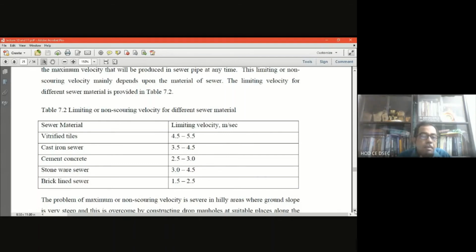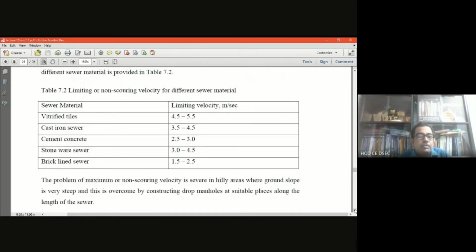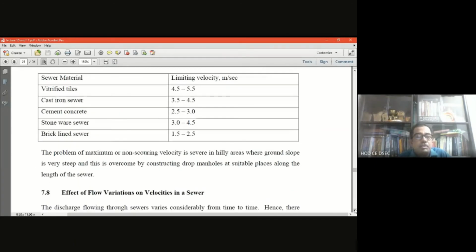But if you talk about rough material, like brick and lime sewer, then obviously the limiting velocity has to be maintained at a very low value. That is 1.5 to 2.5, that you can see from the table, because there the chances of wear and tear are much more. So it depends on the type of the material, whether a smooth surface or rough surface we are maintaining in the sewer. So that gives us the guideline for the maximum value of the velocity of the sewer that you have to maintain as a non-scouring velocity, so the scouring should be avoided.